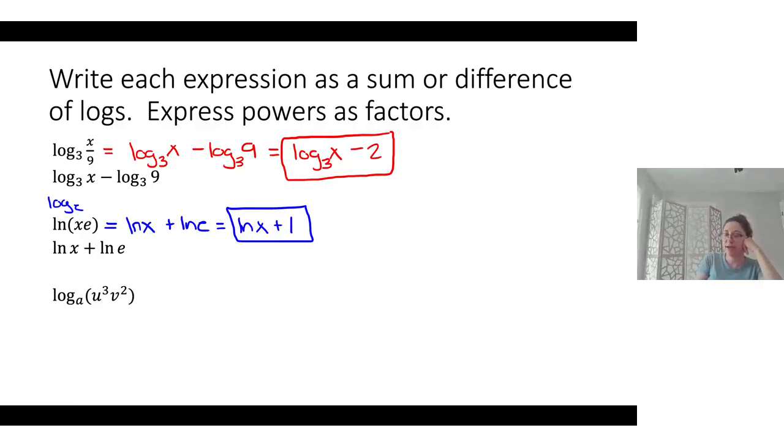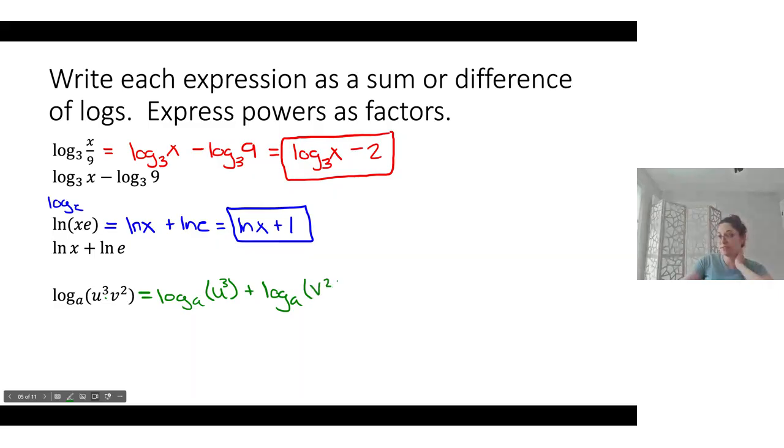Okay, next we're going to combine a couple properties. I have log base a of u cubed times v squared. So we're going to expand, and then we're also going to use our power property to make sure we always express our powers as factors, not fractions. Okay, so first of all, these are being multiplied. So we're going to expand this with addition. This is log base a of u cubed plus log base a of v squared.